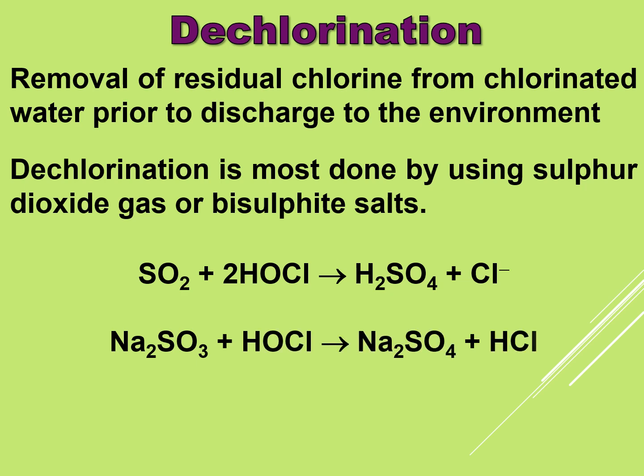like sodium bisulfite reacts with hypochlorous acid to give sodium sulfate and hydrochloric acid. So this is how the excess chlorine in the form of hypochlorous acid can be removed. Sulfur dioxide or bisulfite, both are very effective.